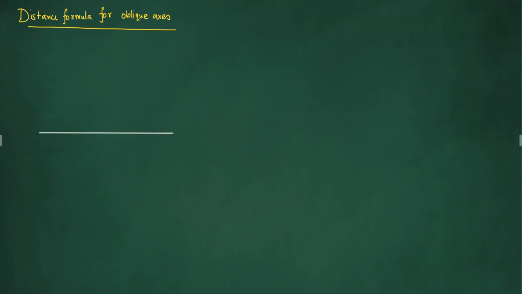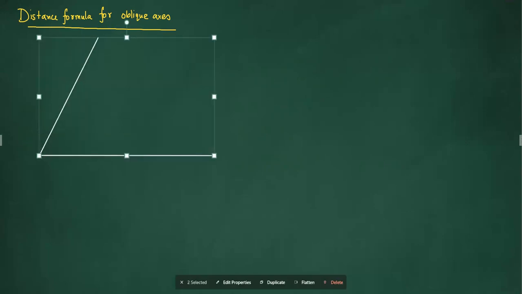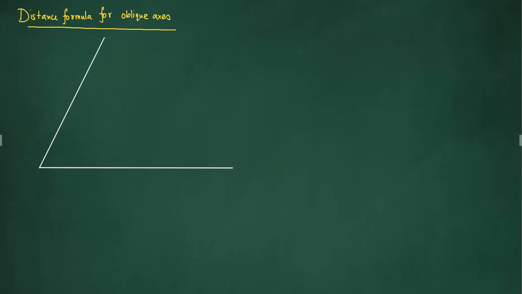So what we are going to do now is to find out the distance formula for oblique axis. When the system of oblique axis is there, what is going to be the distance formula? Let's assume that this is the x-axis, and let's assume this is how the y-axis looks like. Just for the sake of this, let me make it a little larger. Here you can see this is going to be my x-axis. This is the origin. And this is going to be my y-axis.